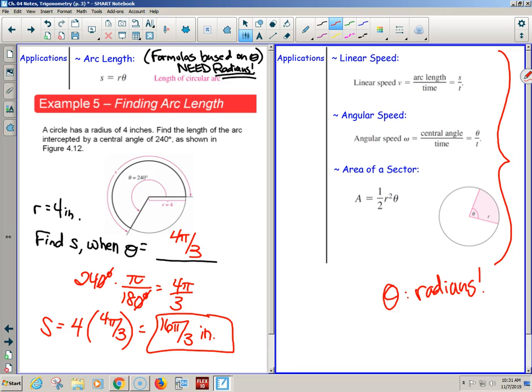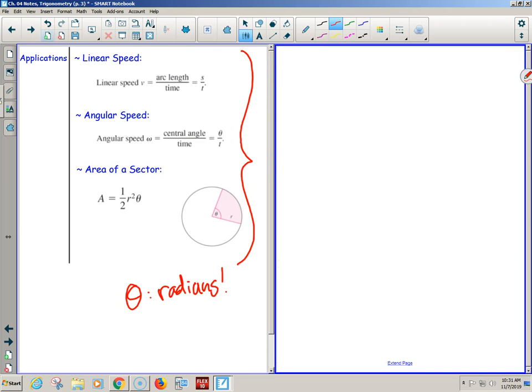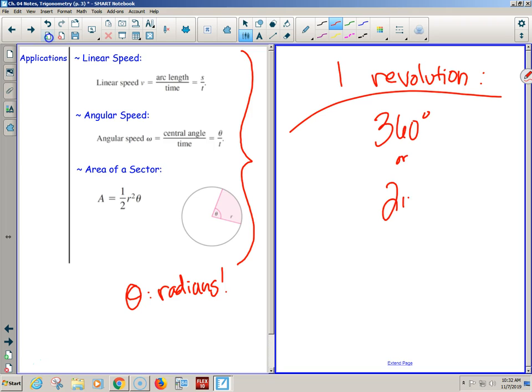Oh, hey, let me give you one more hint. If you see in homework anything to do with a revolution, not like an uprising, like going around a circle once, what would a revolution equal? How many degrees? How many radians? 2 pi. So if you need to convert a revolution, build a bridge, you go to radians or degrees, whatever you want. Sound good?